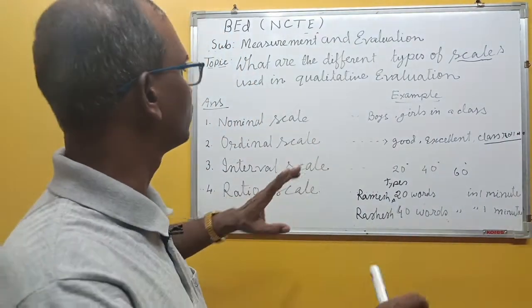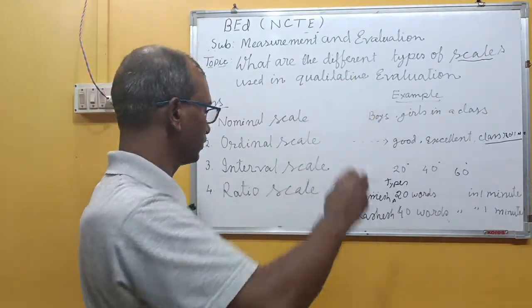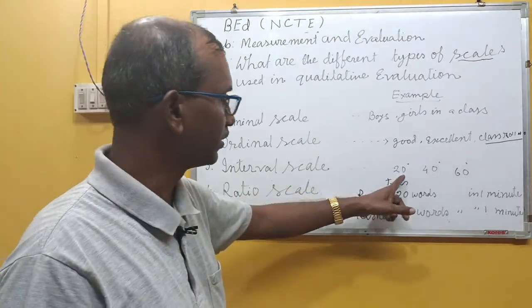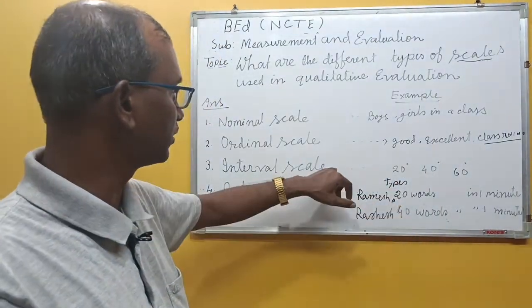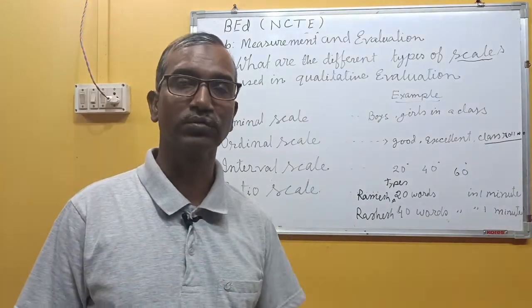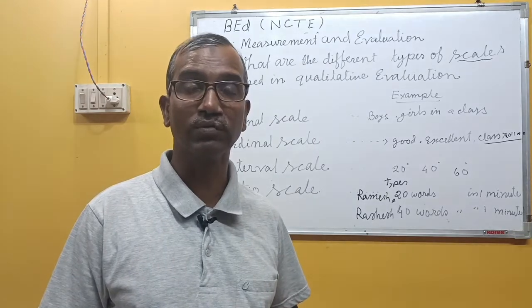So in this way, we get 4 types of scale in qualitative evaluation. As interval scale and ratio scale give definite figures, we can use these 2 kinds of scale in quantitative evaluation also. So dear trainees, I think you have understood better today about the scale.